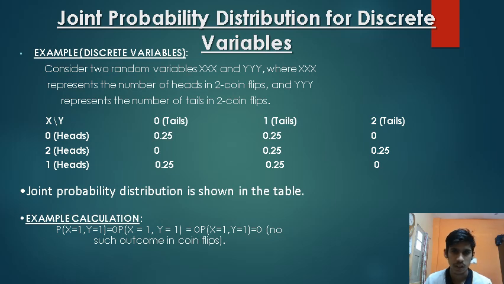This is its table. Okay, let's proceed. Example calculation. This is its formula for the calculation from this given table. Okay, no such outcome is possible in coin flips. Okay, next, continue, proceed.